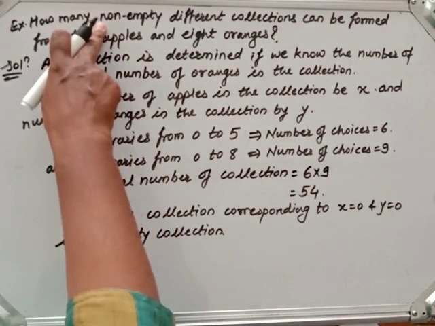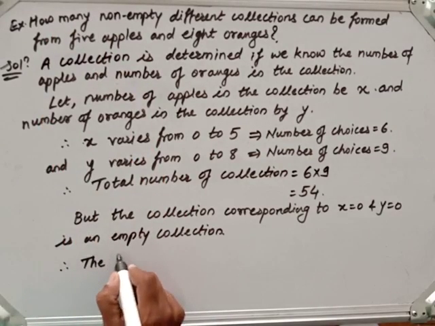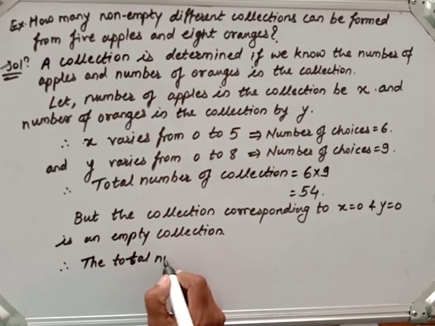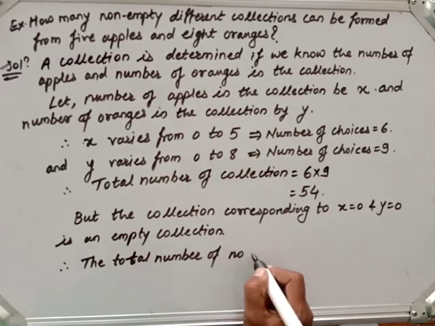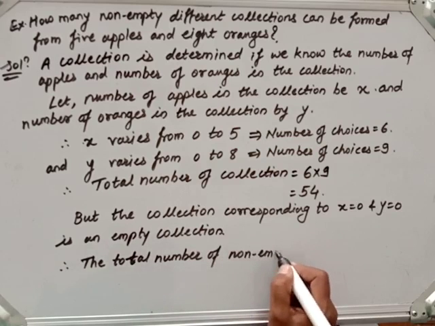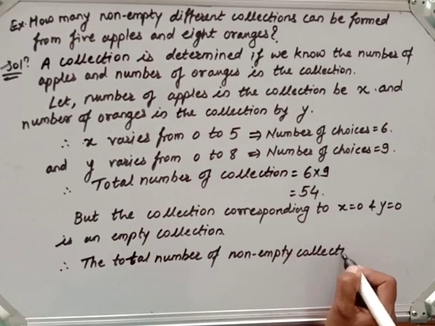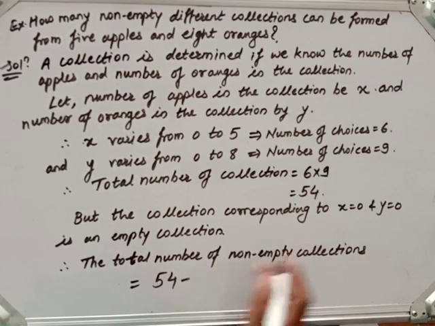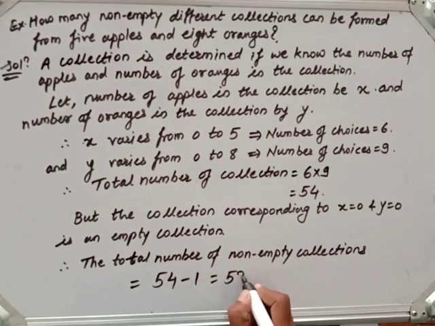We have to collect the non-empty collections. Therefore, total number of non-empty collections are how many? 54 minus. This is what? Only 1. So minus 1. So how many? 53. This is our answer here.